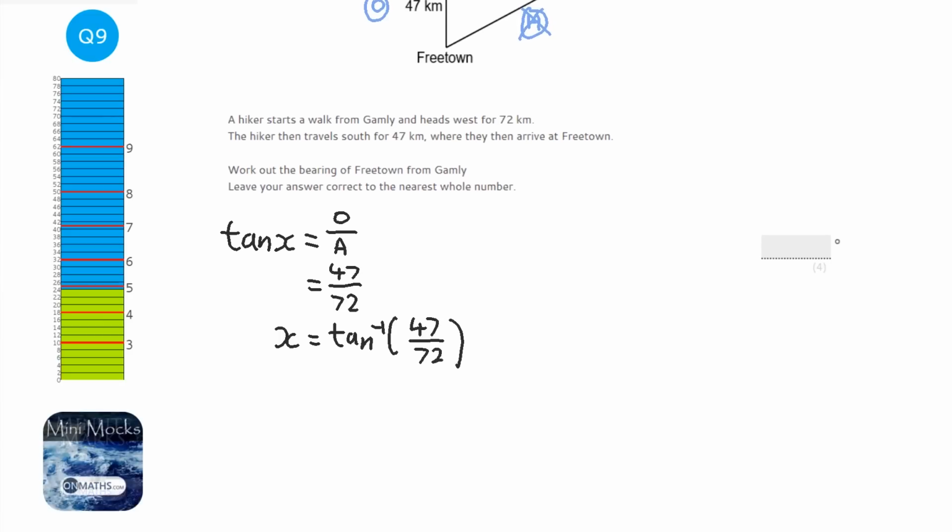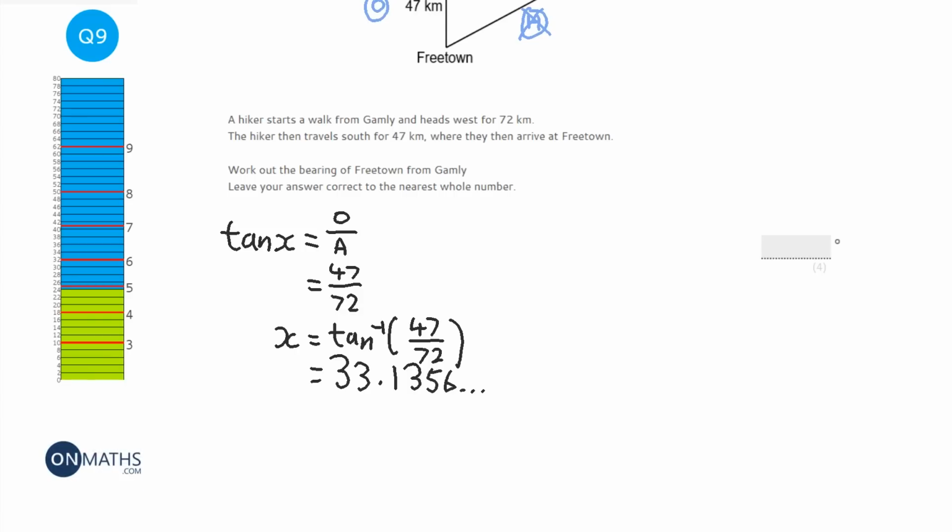Okay, let's just scroll down. On the calculator you want to click shift or the equivalent on your calculator and then tan, and then you press the fraction button, 47, and go down, 72. Just don't forget to close the brackets. Every time you click tan or inverse tan, it opens a set of brackets. Just make sure you shut them. Let's press equals, and that equals 33.1356, blah blah blah.